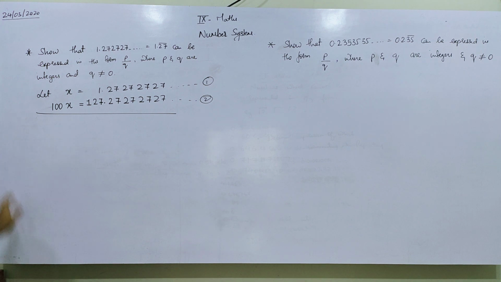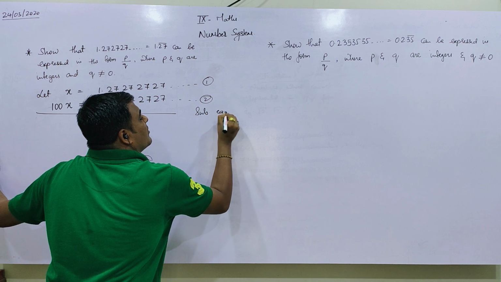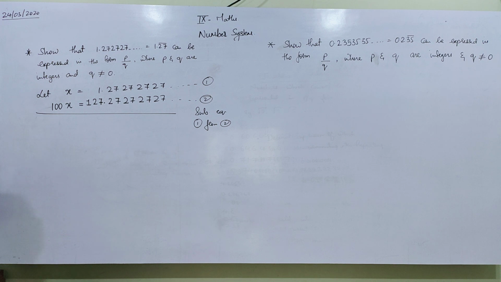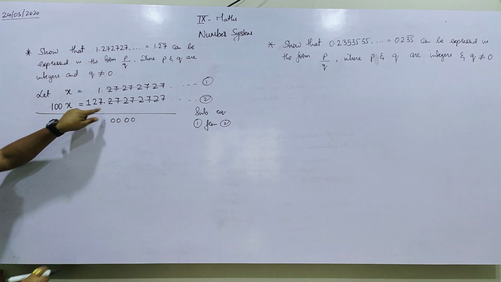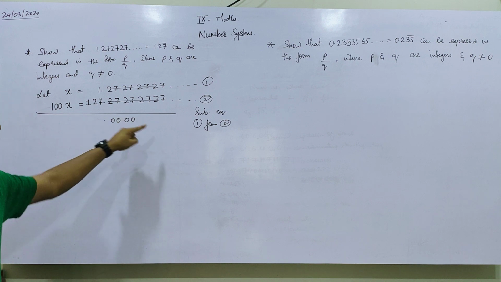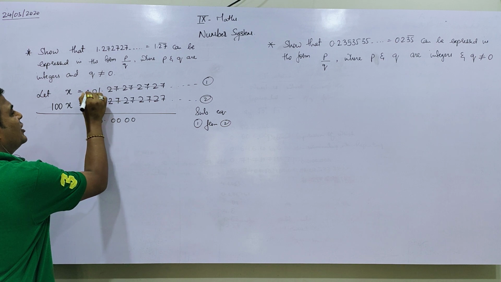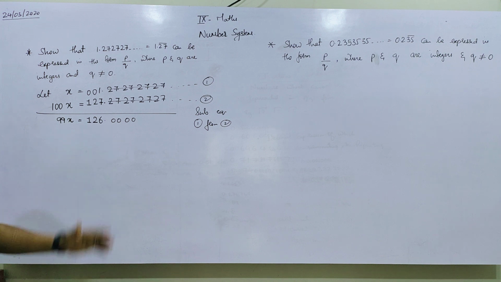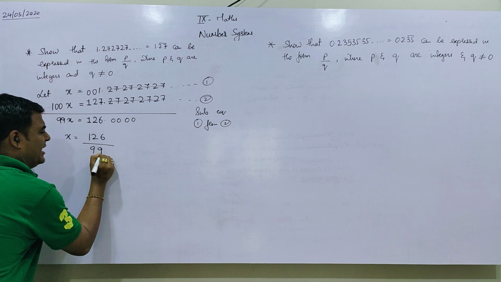Let us now subtract equation 1 from equation number 2. By subtracting equation 1 from 2, we'll get 0, 0, 0, 7 minus 1. Remember, we have to subtract equation number 1 from equation number 2. So 7 minus 1 gives us 6, 2, and 1, which is equal to 99x. Now x is equal to 126 upon 99.